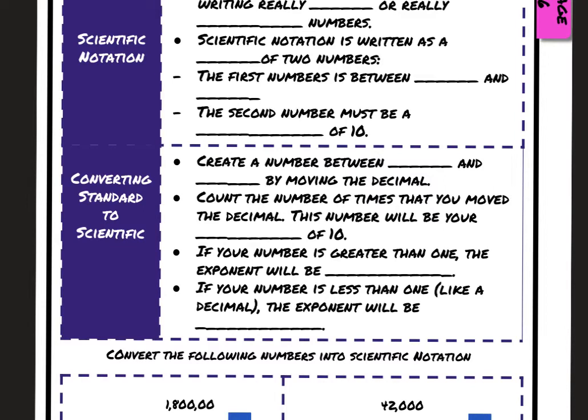Hey guys, so today we're going to be talking about scientific notation. Scientific notation is a shorthand way of writing really big numbers or really small numbers.